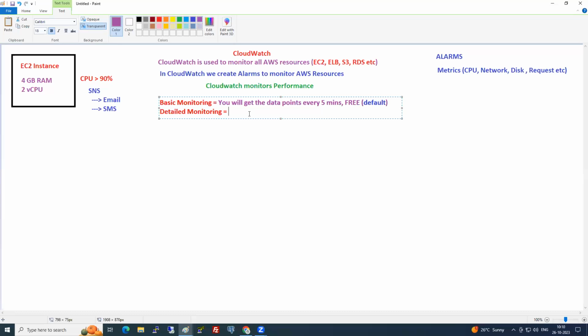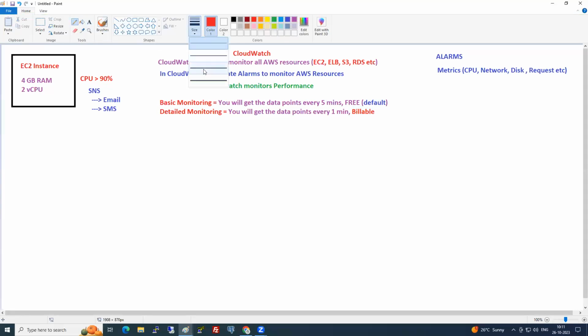So here you will get the data points every 1 minute. It is billable. Is it free? No, it is not free. It's billable. Okay, I'll show you what that is.